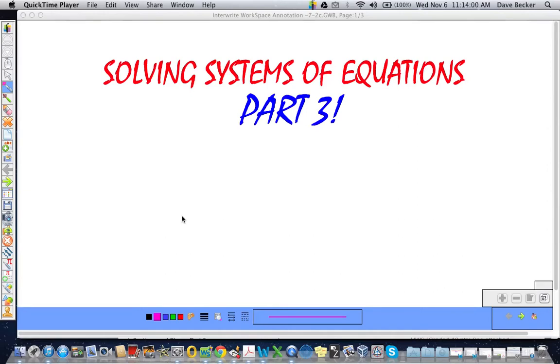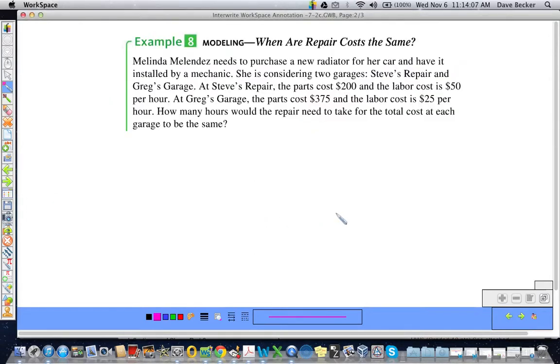Solving systems of equations, part 3 here. So we are going to move to some application problems, which we had done with a calculator before, but you also need to be able to work them out algebraically.